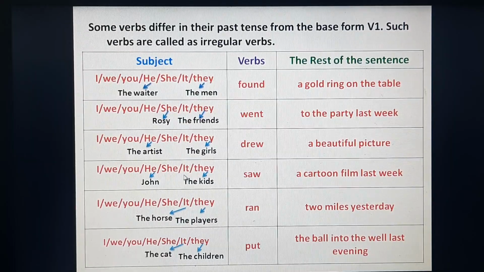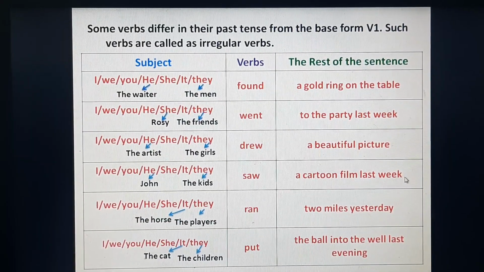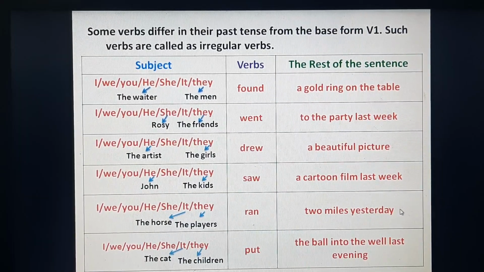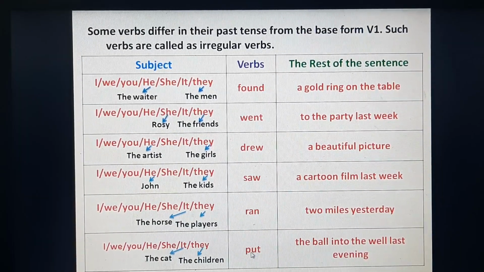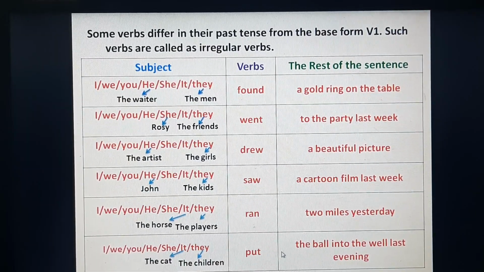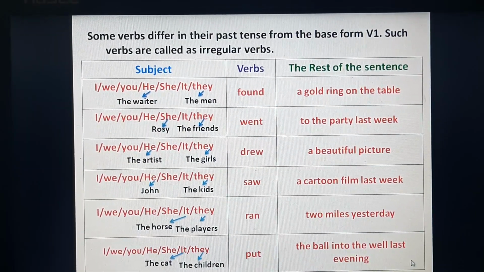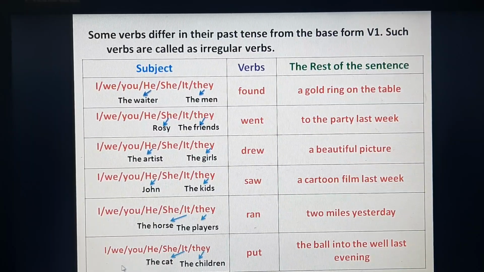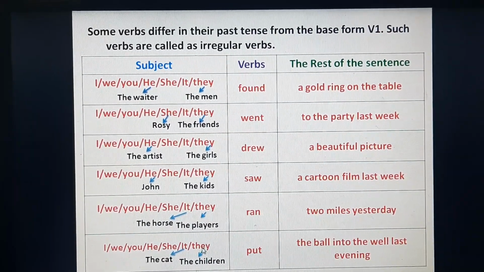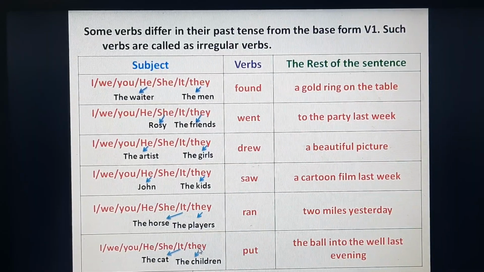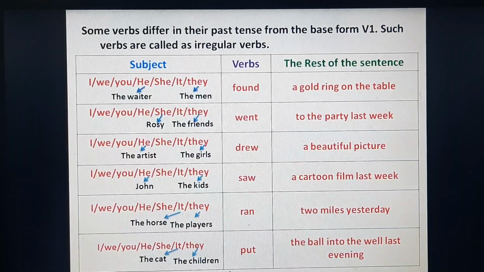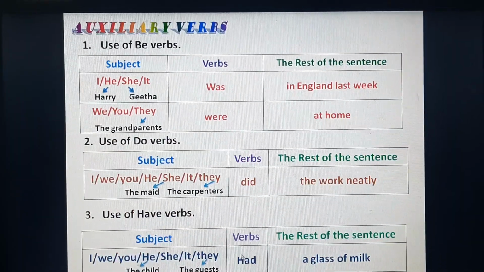See, saw. She saw a cartoon film last week. Run, ran. The horse ran 2 miles yesterday. Put takes the same form as put. You put the ball into the well last evening. So here also the subject remains the same irrespective of person and number, but the verb will take the past tense form.